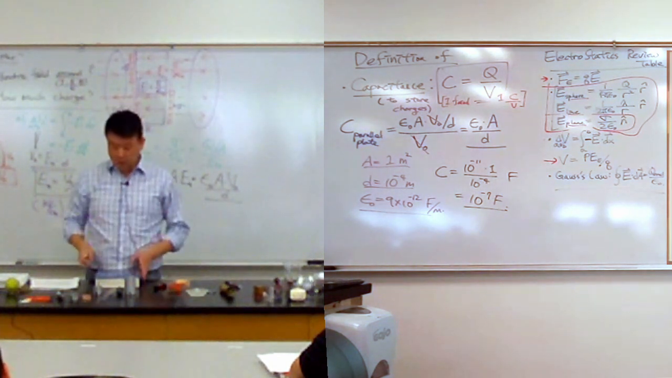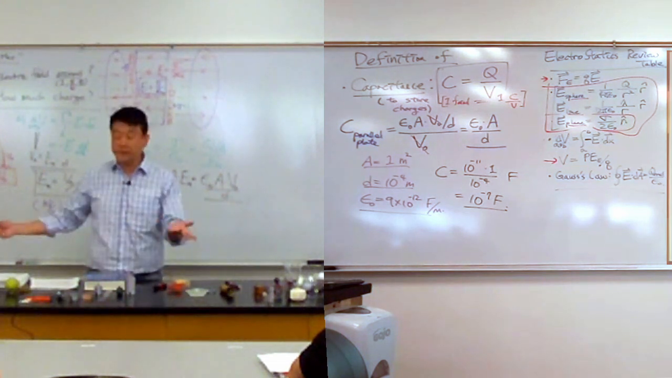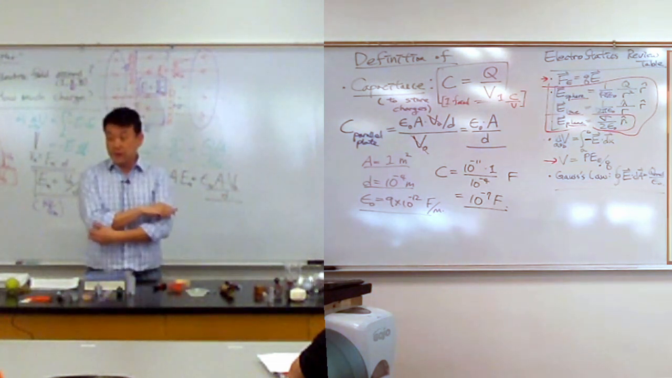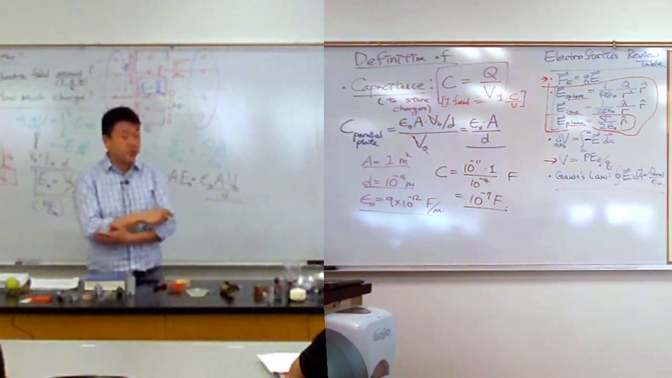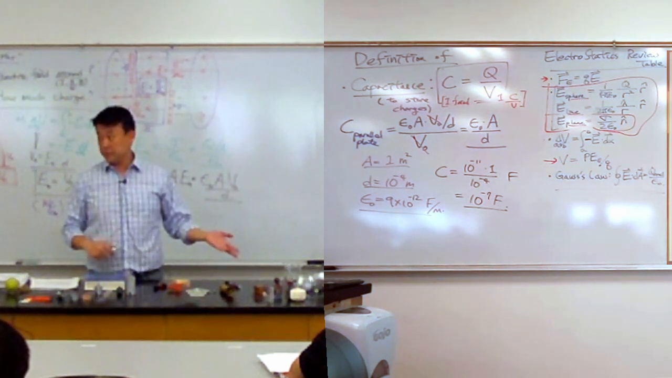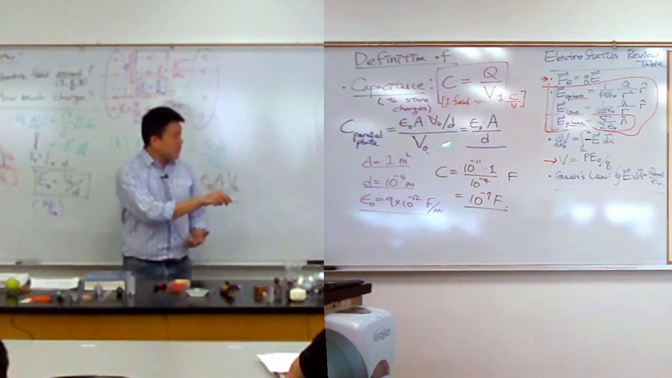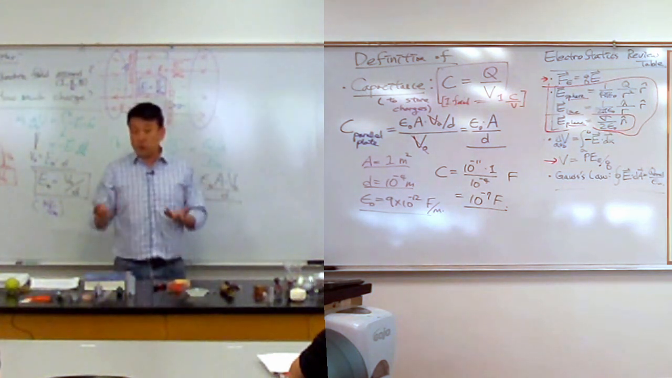A microfarad capacitor you would be able to find all over the place if you have an electronics stockroom. A lot of capacitances actually go a lot lower. Picofarad, 10 to the minus 12 farads, are also common. So that's the sense of scale for the capacitance that I want you to have.